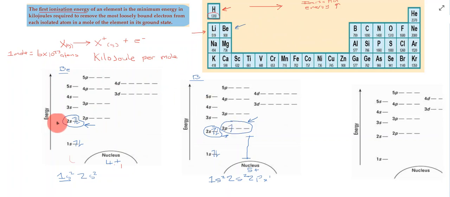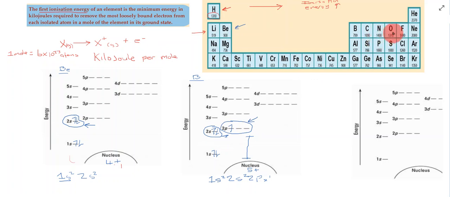Also, you can see that beryllium has a full outer electron shell. So this sub energy level is full, and that makes it more stable, as in harder for you to pull the electron off. Whereas with boron, the outermost sub energy level is not completely full. You only have one electron in here, so that makes it just a little bit easier to pull it away.